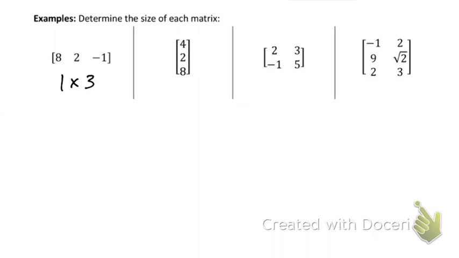The next one has 3 rows, 1, 2, 3 rows, and it has 1 column. Square ones are nice because you can't really get them wrong. You can mix up your rows and columns however you want to. It is a 2 by 2. And finally, this last one has 1, 2, 3 rows, and it has 1, 2 columns. So this is a 3 by 2.